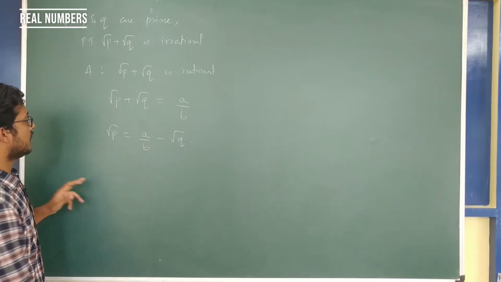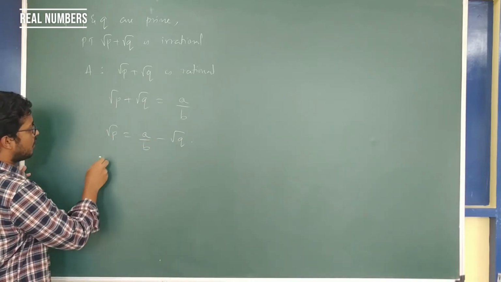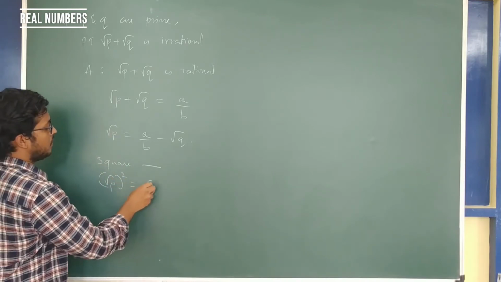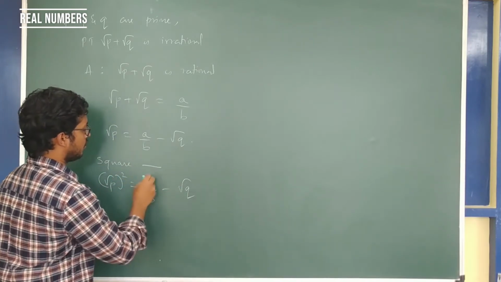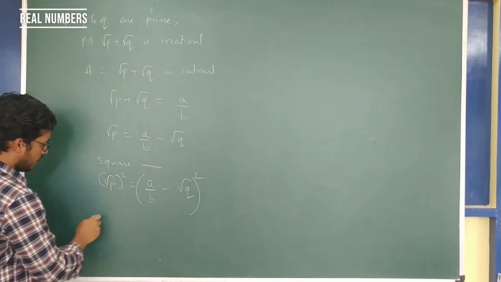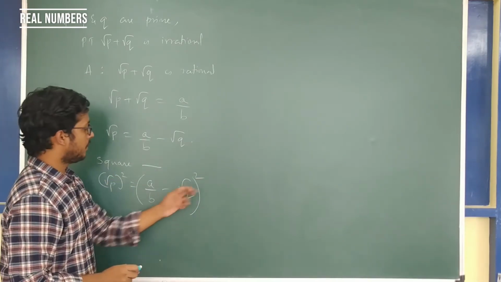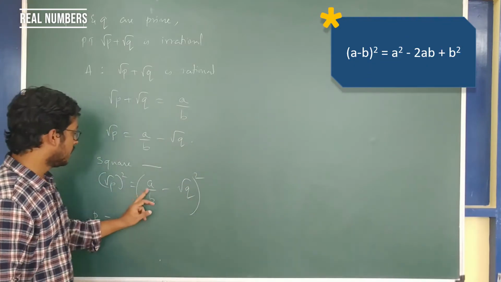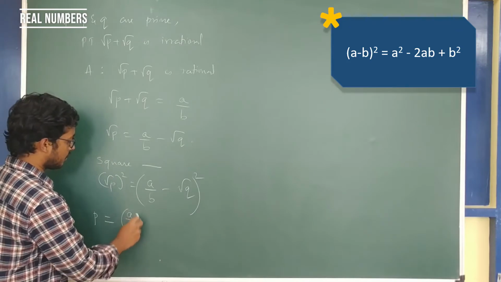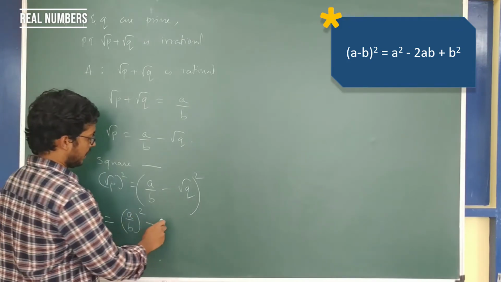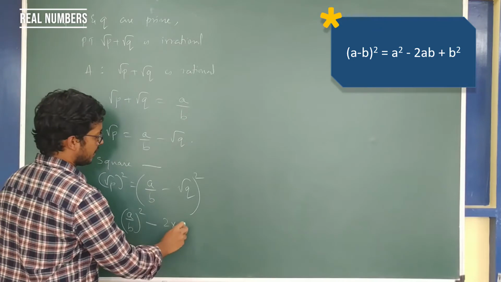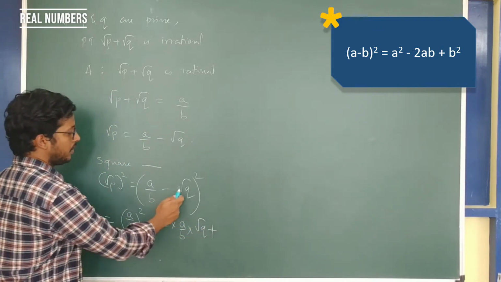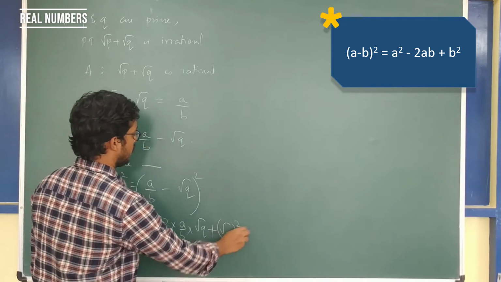So what can we do here? Square on both the sides. When we square both sides, this becomes (square root p) whole square is equal to (a by b minus root q) whole square. (Square root p) whole square is p. (a by b minus root q) whole square is a square minus 2ab plus b square. So a square is (a by b) whole square, minus 2 into a by b into root q, plus (square root q) whole square.